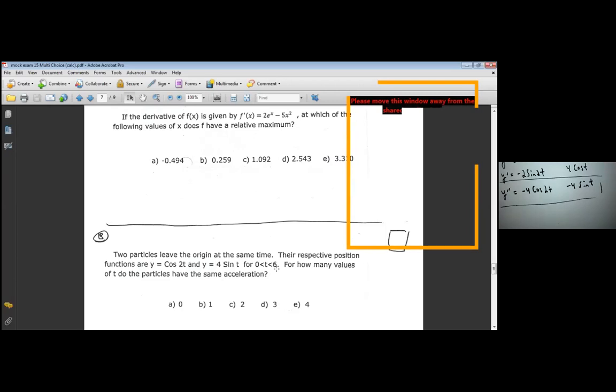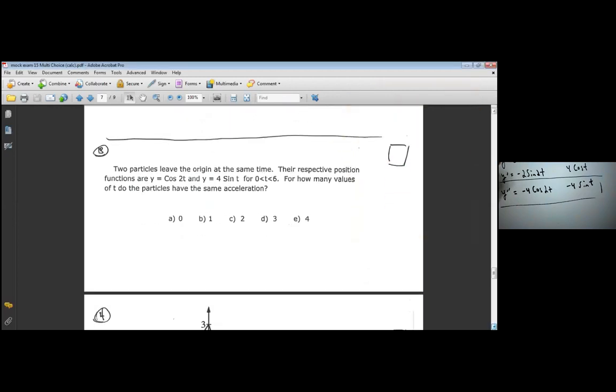Okay, what do we get? We get 3? Yeah. Yep, 3 is correct. All right, moving down to 14.